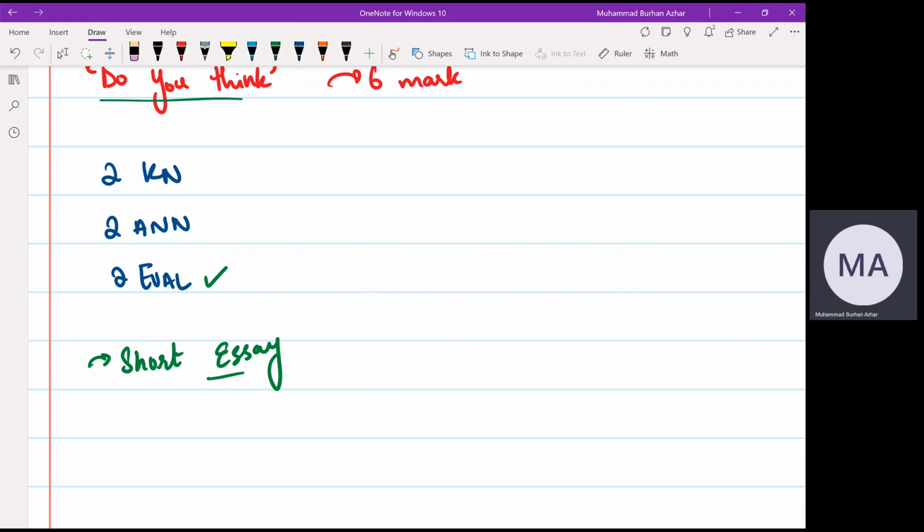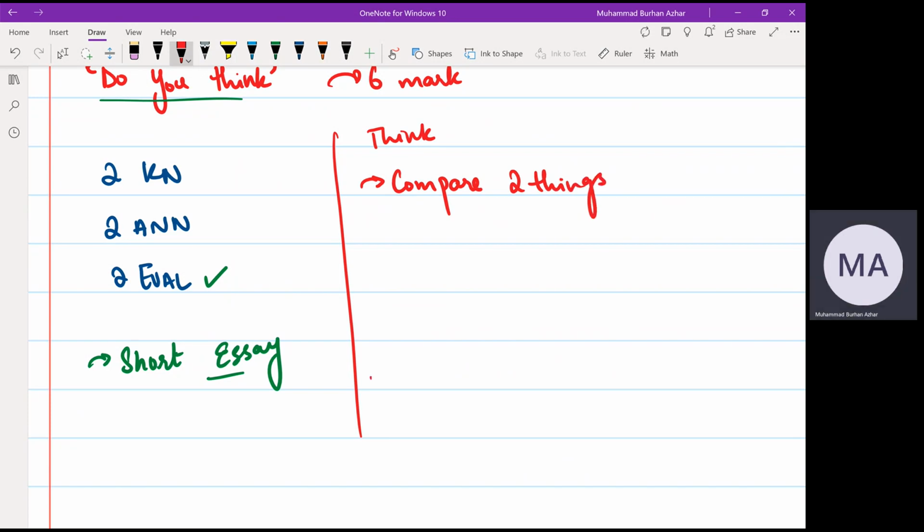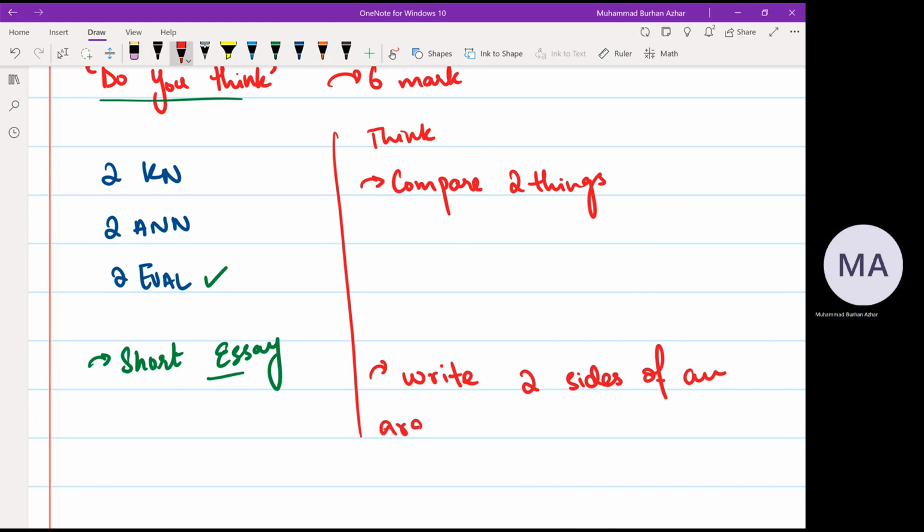अब ये question की demand क्या होगी? This question will ask you to think about something. It will ask you to compare two sides, compare two things, या फिर it will ask you to write two sides of an argument. और ये दो तरह की variations आएंगी इस question के अंदर. तो let's talk about each of this.